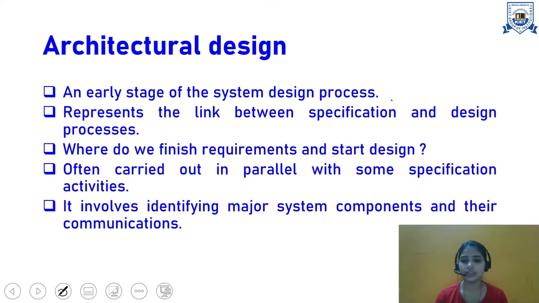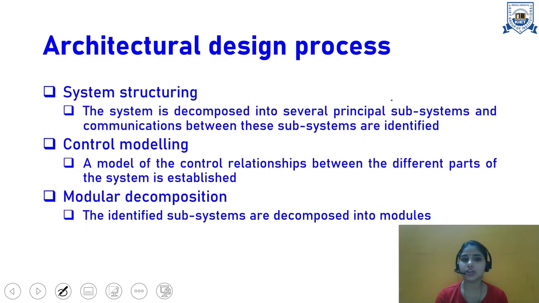Basically, architectural design has three processes. What are the three processes? System structuring, control modeling, and modular decomposition. System structuring is to identify the subsystems, and the communication between the subsystems is identified. That comes under system structuring.